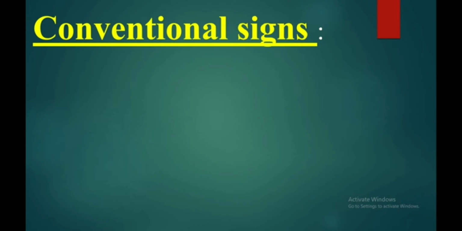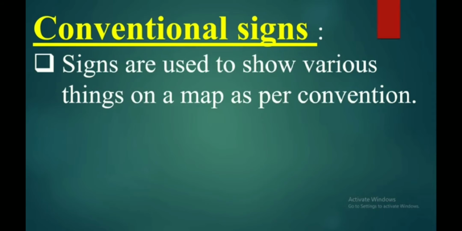So which are those? Signs are used to show various things on a map as per convention. These are in the form of letters or geometrical shapes. For example, lines, circles, and triangles are called conventional signs. That is called a conventional sign. For example, a line, circle, or triangle is an example of a conventional sign.